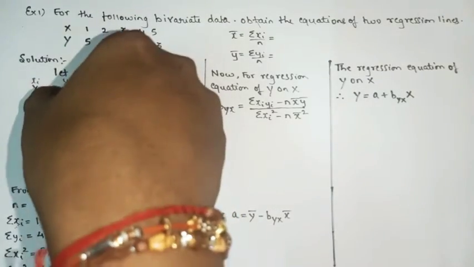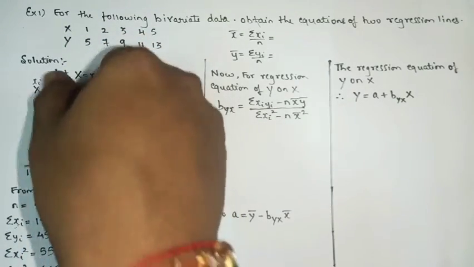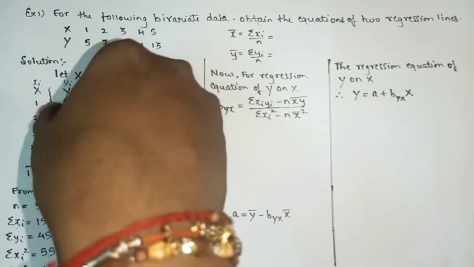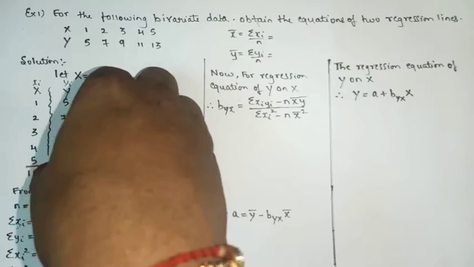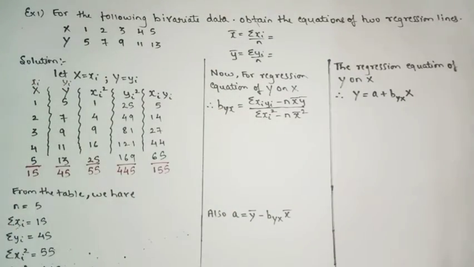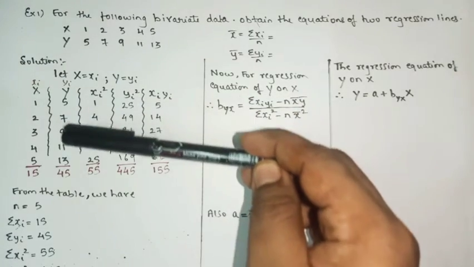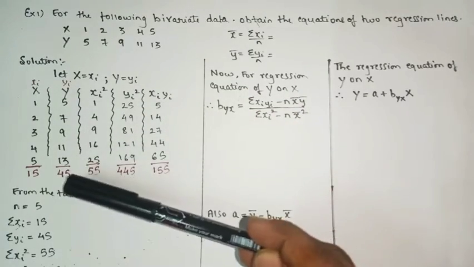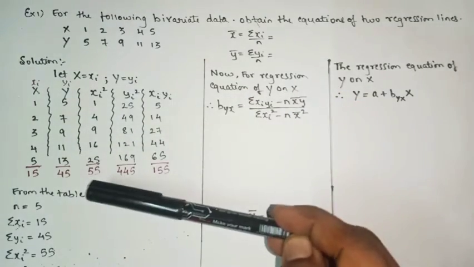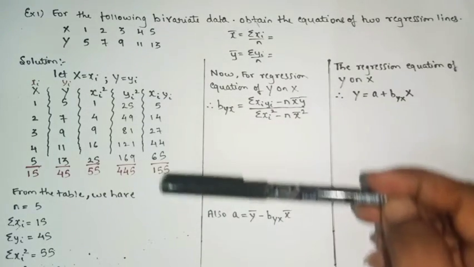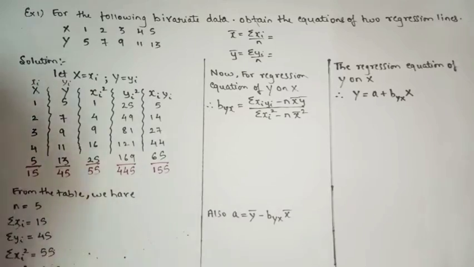After that, you will add these numbers: 1, 2, 3, 4, 5, where you will get 15. So this 15 is what? Total of xi. When you add the second column, you will get 45, third 55, fourth 445, and the last 155.